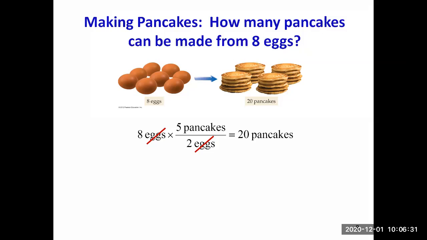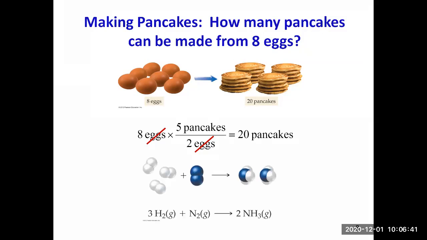And so it's the relationship that was saying that 2 eggs will lead you to 5 pancakes that can be used as a conversion factor. And so it's the same in chemistry. In chemistry, you can use the chemical equations as recipes. The chemical equations give you proportions of the reactants that will react together and how much of the product you can make.